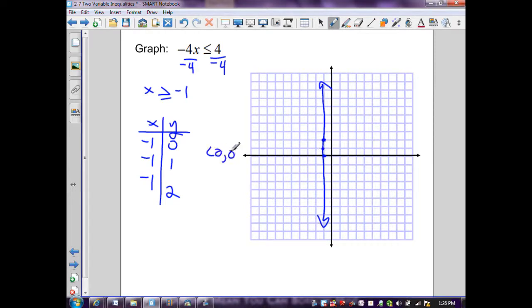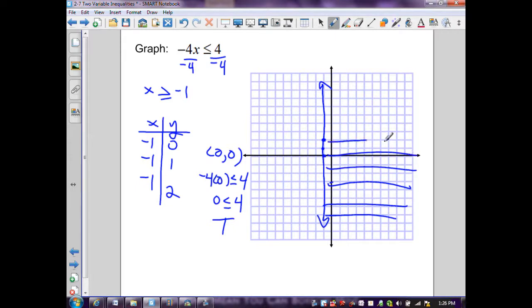So when I pick 0, 0, I substitute into the original inequality: negative 4 times 0 is less than or equal to 4. And what I get is 0 is less than or equal to 4. And that is true. Therefore, I shade on the side where the point came from, since it's true. So that would be on this side.